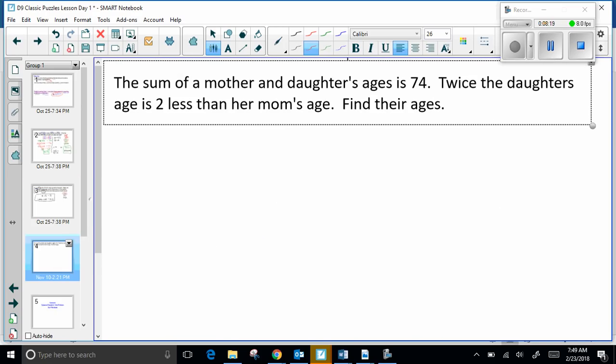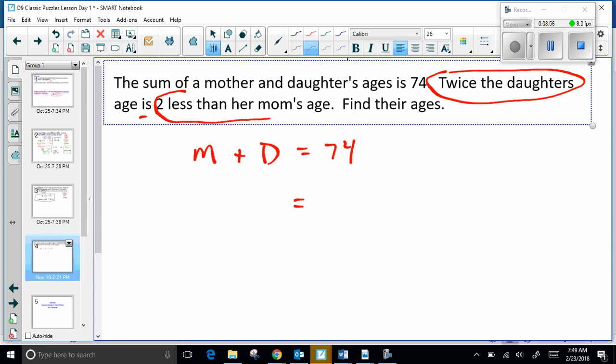Now, the next problem is, I think, one of the more simple problems. You've got mother and daughter, and if you combine their ages, the sum of their ages is 74. And then they've got this statement, twice the daughter's age is 2 less than her mom's age. Well, let's try this out real quick. We got mom, we got daughter, and if we add it together, what's the sum of their ages? Well, 74. Ta-da, we have one equation. After that, we've got twice the daughter's age is, and that's our equal sign right there. So I'm going to write this equal sign down, and I'm going to break it into 2 parts. Twice the daughter's age, and then the 2 less than mom's age.